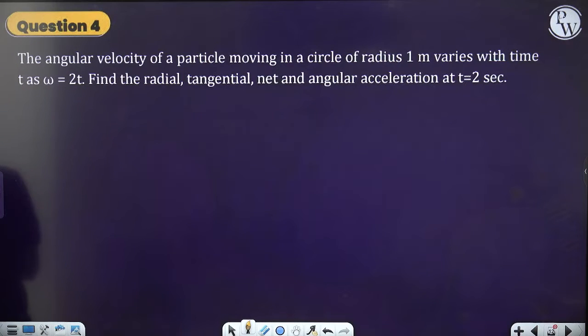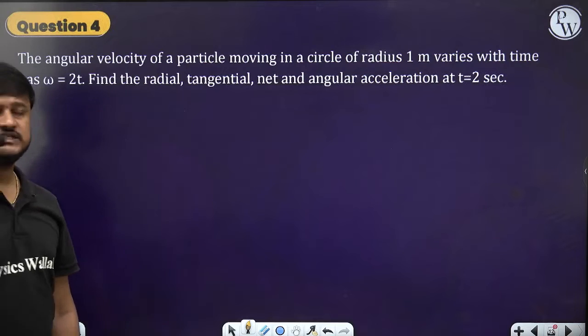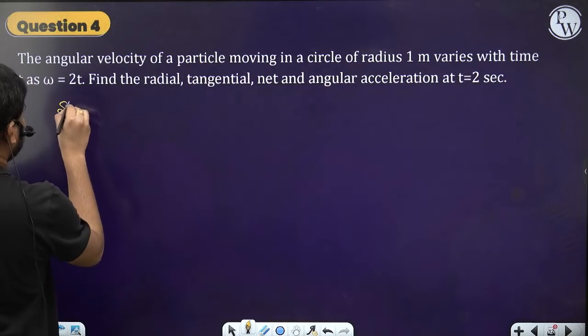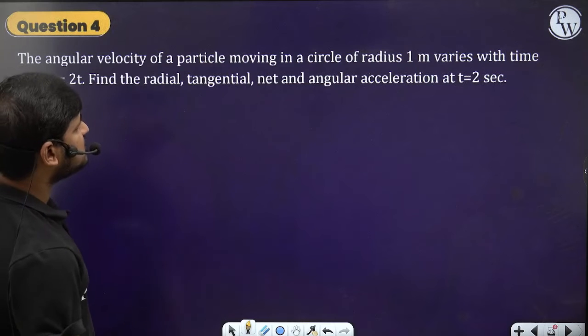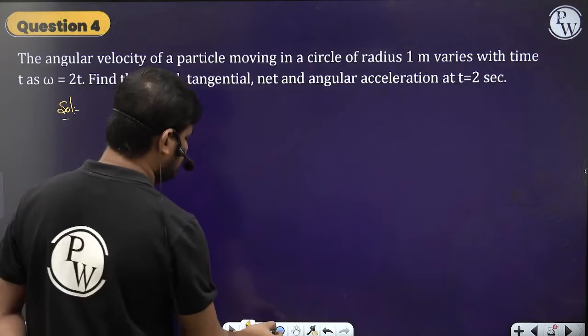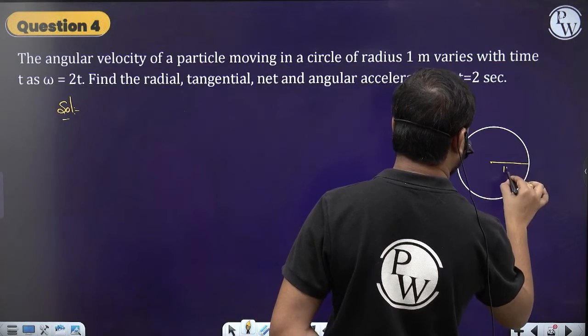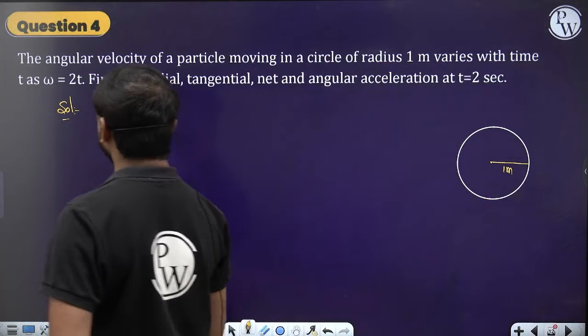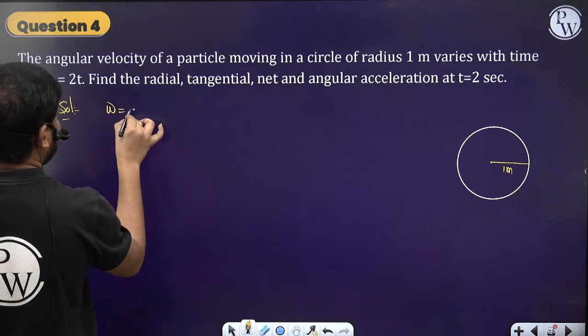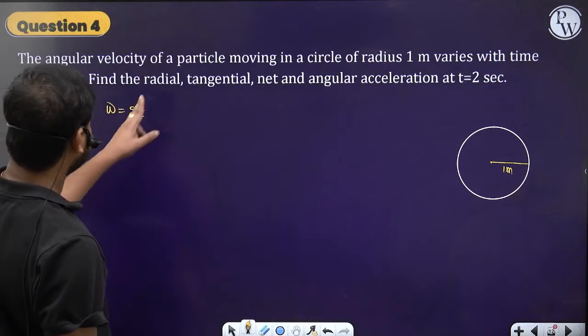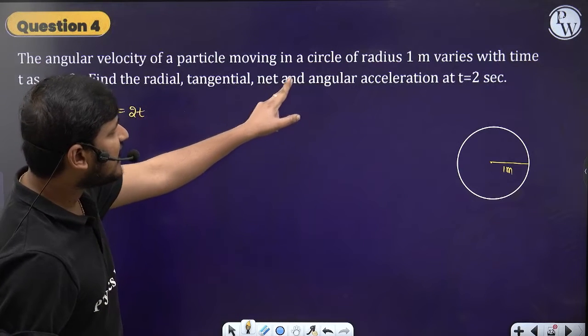First understand the given information, what is given. So read the question, everyone. The angular velocity of a particle moving in a circle of radius 1 meter. So here it is a circular path, and the radius is given as 1 meter. The angular velocity varies with time: omega is equal to 2t. Find the radial, tangential, net and angular acceleration.